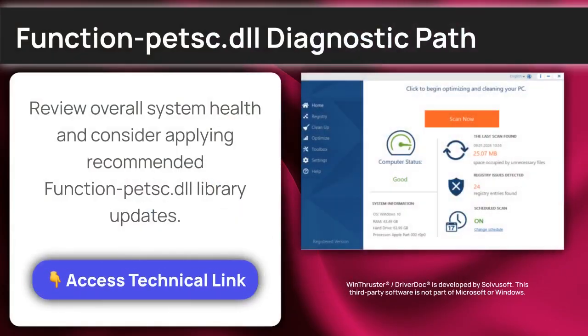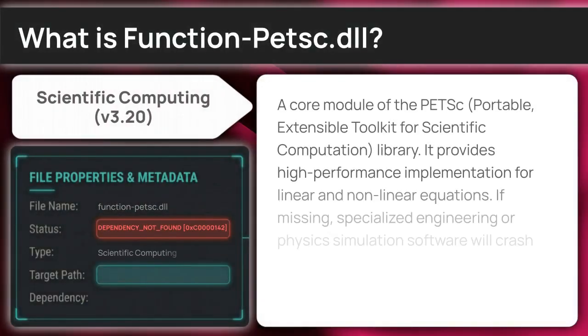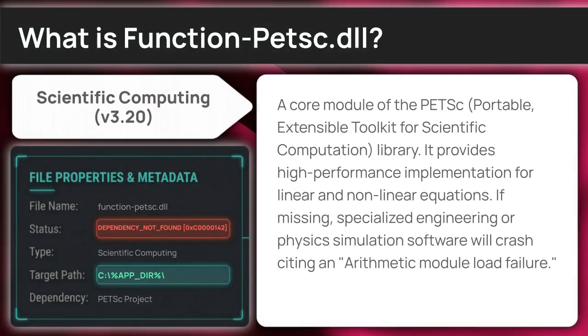for workstation health. This is the function PETSc Library, a core module of the PETSc Portable Extensible Toolkit for Scientific Computation library. It provides high-performance implementation for linear and nonlinear equations. If missing, specialized engineering or physics simulation software will crash, citing an arithmetic module load failure. Now that you're up to speed on the file's role, let's begin the repair process.